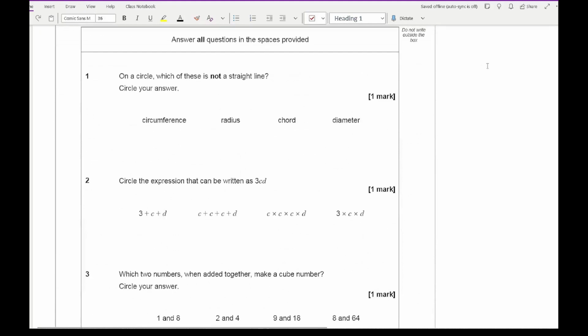So the first question says that on a circle, which of these is not a straight line? So we've got a choice of circumference, radius, chord or diameter, and the correct answer is the circumference.